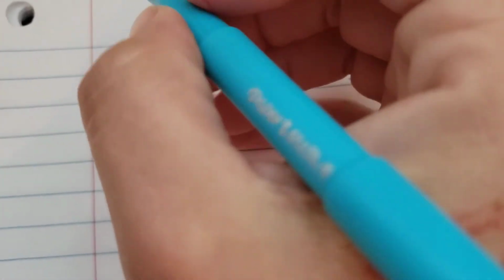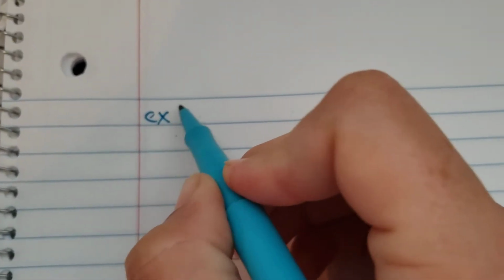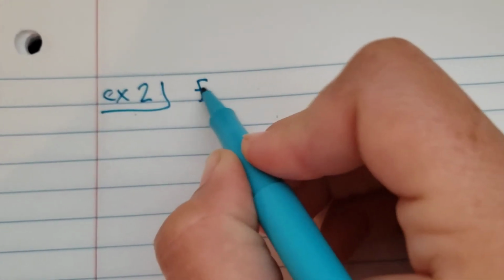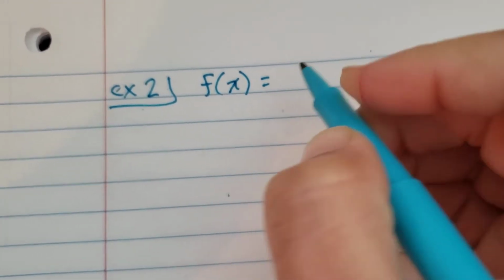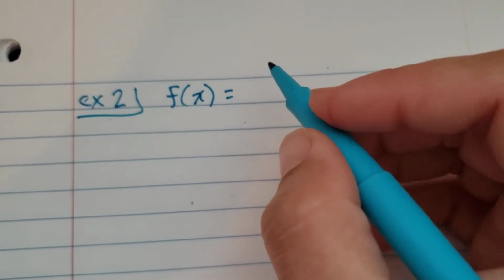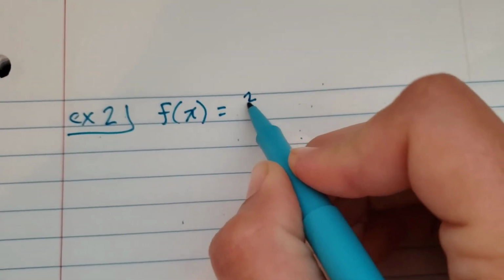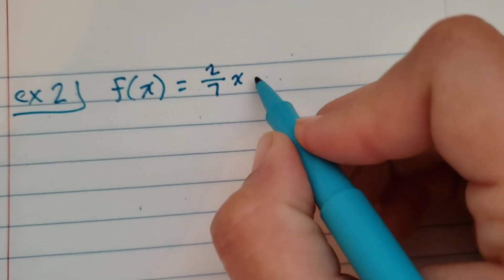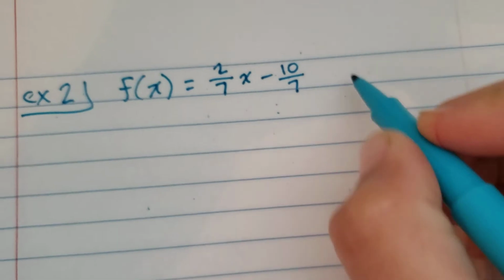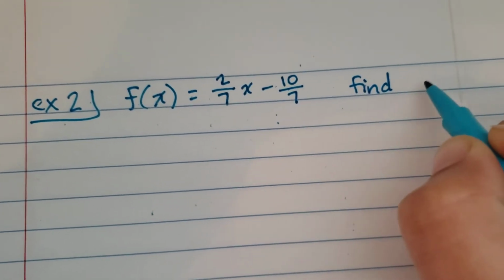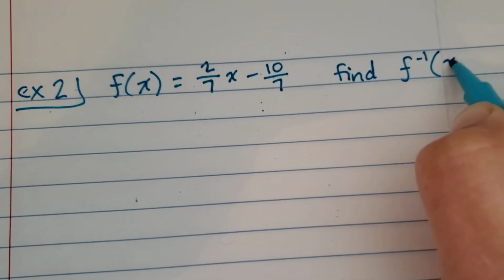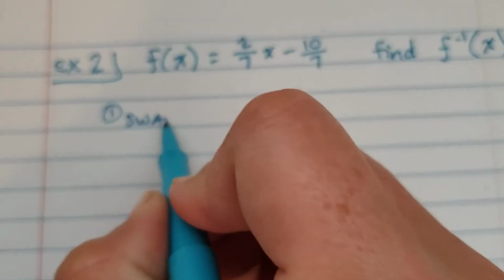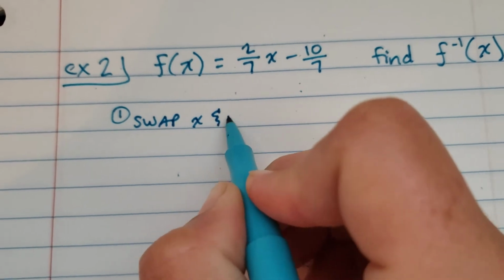All right, another example. You are given f of x is equal to 2 over 7 times x minus 10 over 7. Find the inverse. Okay, again, step 1. Swap x and y.